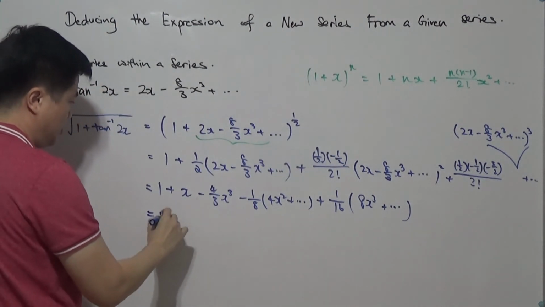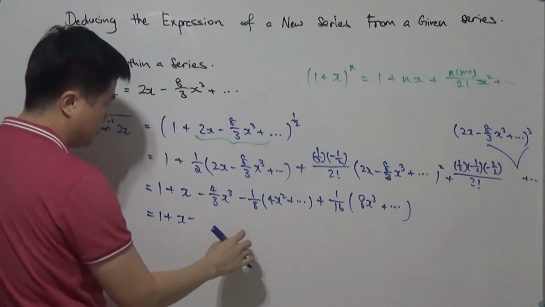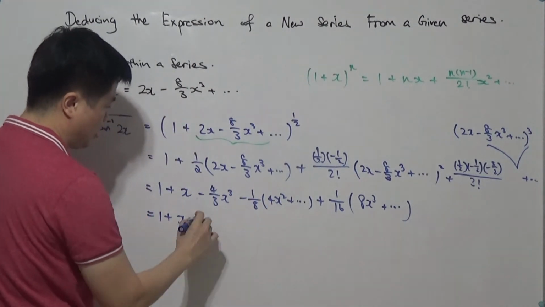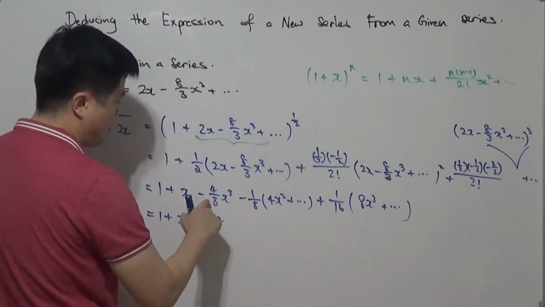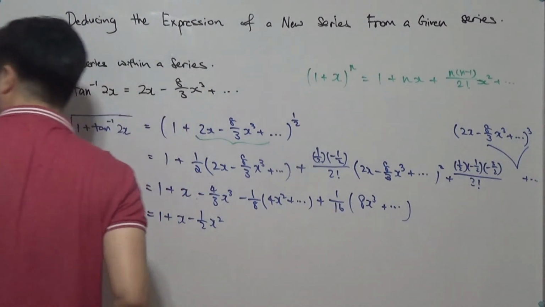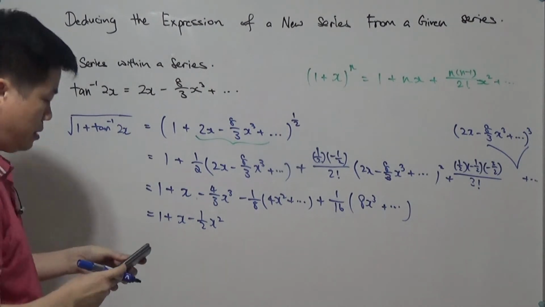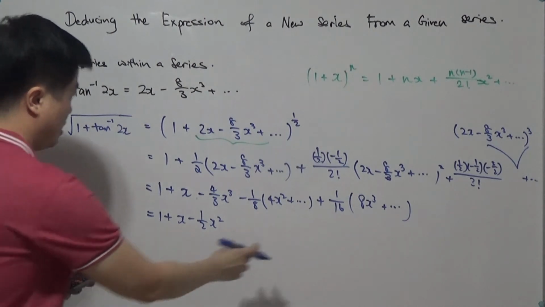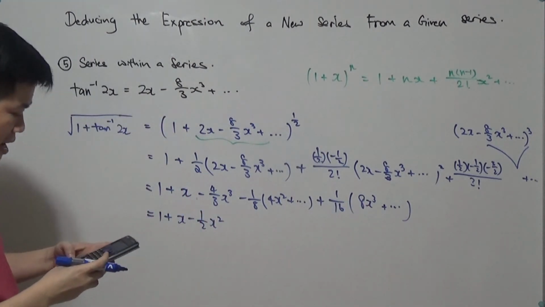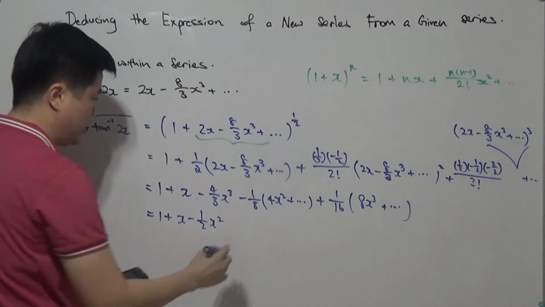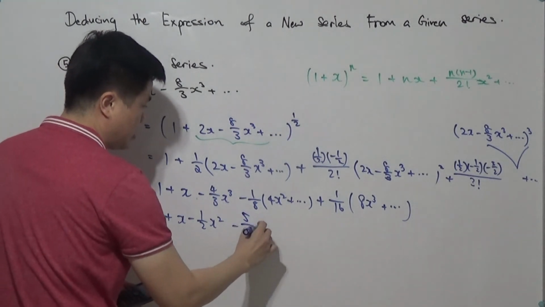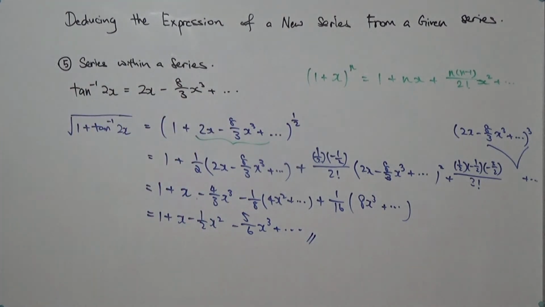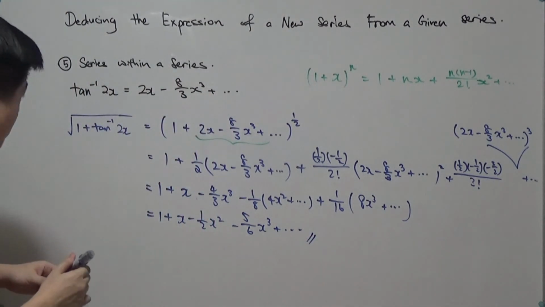So we have 1 plus x minus, over here, this one, let's do the x squared term first. So this is 4 over 8, which happens to be half x squared. And then we have minus 4 over 3 plus half, okay? So, which is 8 over 16, okay? So minus 4 over 3, and then 8 over 16, which is half, so plus half. And we have minus 5 over 6x cubed, plus dot dot dot. Okay, so there you have it. So that's how we solve this question.